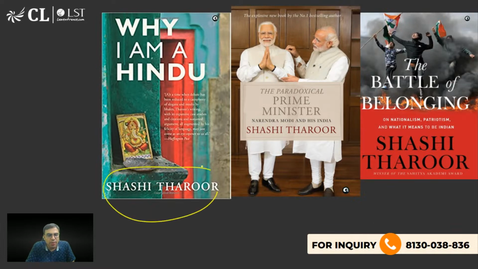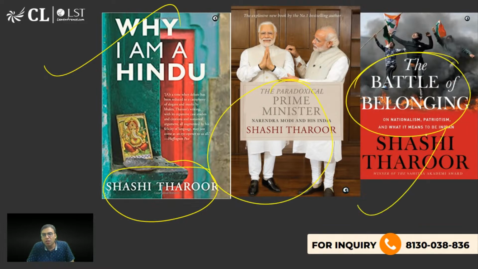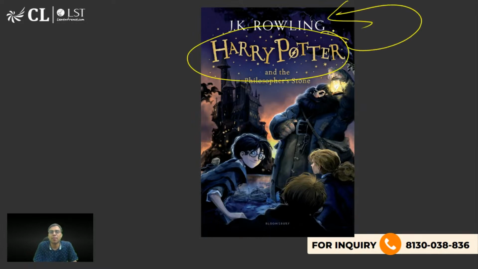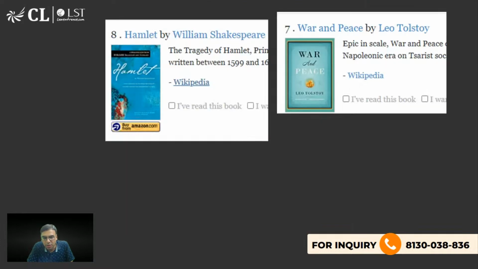Now let us talk about some other books of Shashi Tharoor, like Why I Am a Hindu is a very famous book. Paradoxical Prime Minister. The Battle of Belonging is also a very famous book of Shashi Tharoor. And yes, this is very famous. Harry Potter. Who has written Harry Potter? So the answer is J.K. Rowling. That is what you should be knowing about.